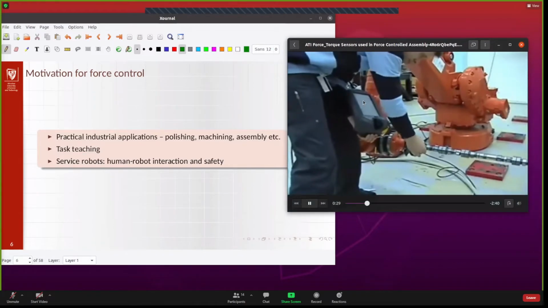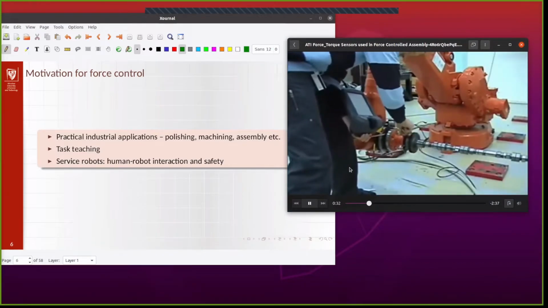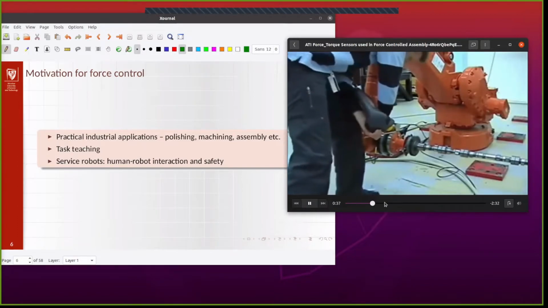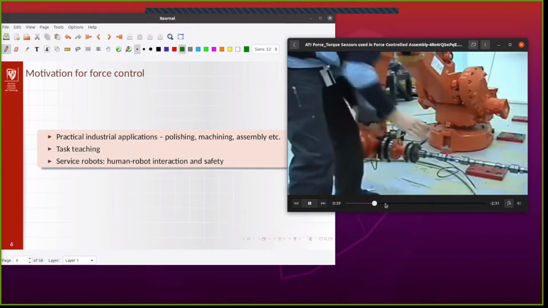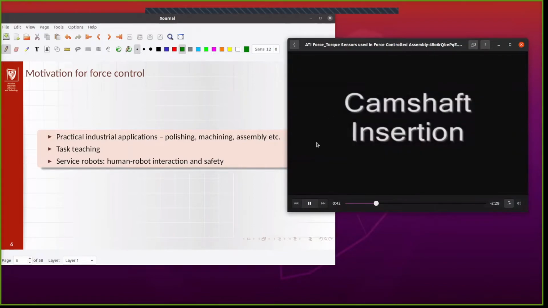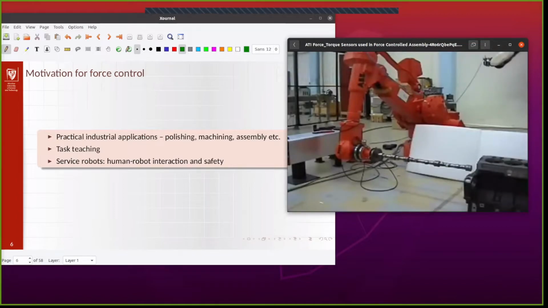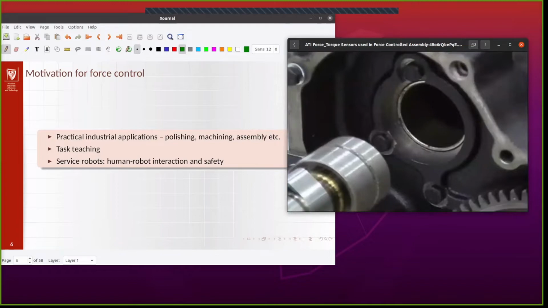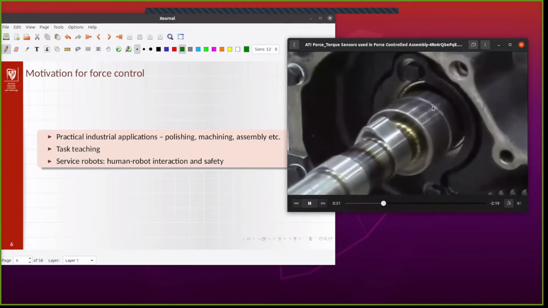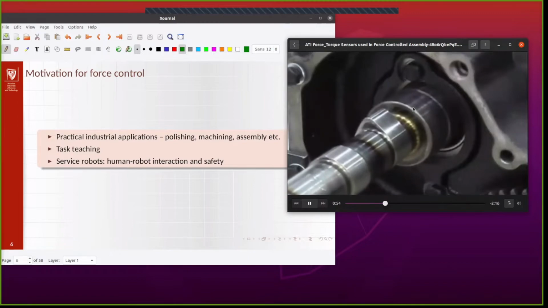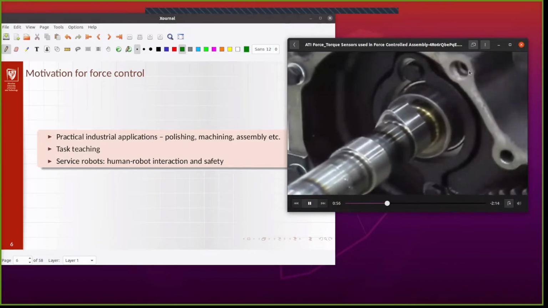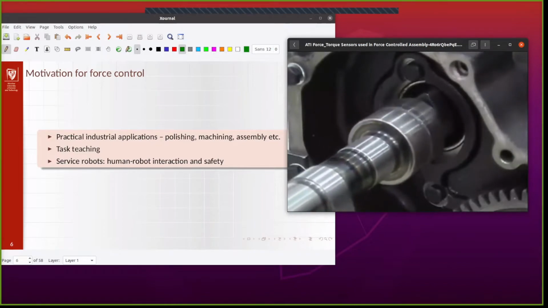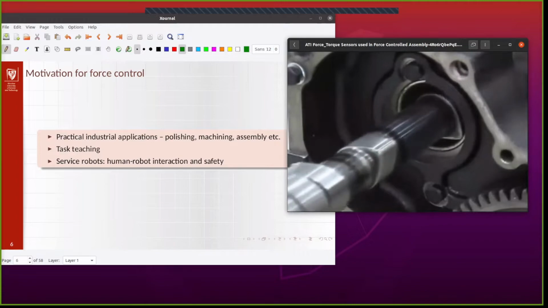That's the example of the shank assembly. That's again an example of the assembly task. And because of the error of the measurements, you can see that it's a very long element to be put here.